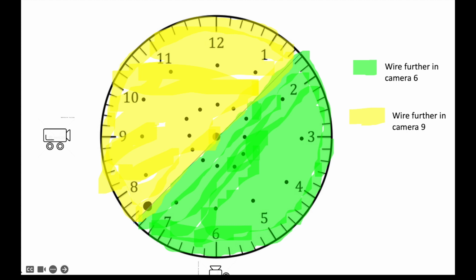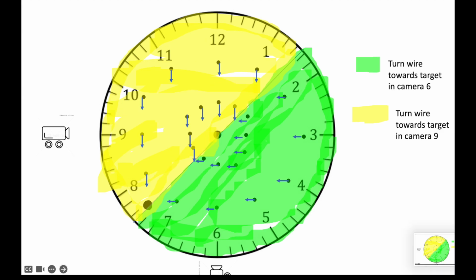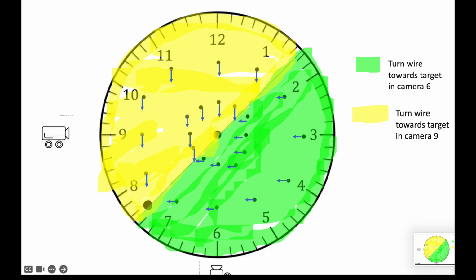And so if we do the directing of the wire towards the target, this is what we get. Everything in green is going to point towards 9 o'clock. Everything in yellow is going to point towards 6 o'clock. Okay. Of course, granted, it's going to be a little bit off sometimes. So if we go to the other camera and we straighten the tip, this is the wire position we're going to have in these 24 wire positions.